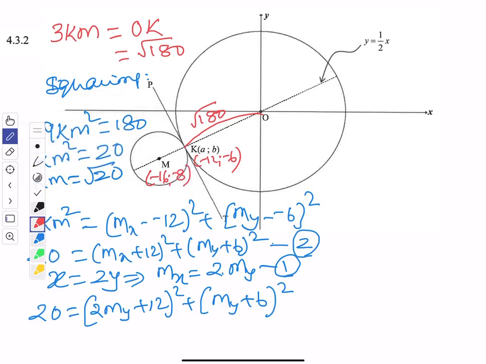In the next video, I'll explain 4.3.2 once again from a different perspective. This perspective used algebra, which means you have to be very strong in algebra to answer this question.